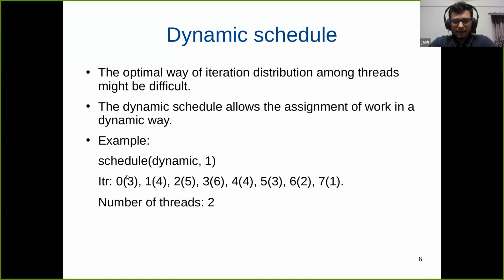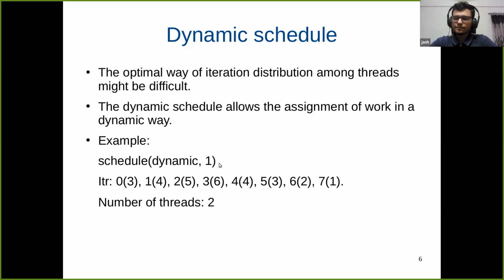Now coming to the second part, can it be done in a better manner? That depends, right? In the dynamic case also, it might happen that there is one huge iteration. Let us say that this third iteration was not 6, it was 1,000. In that case, whichever thread picks up this third iteration might be the last one to finish, because this is the huge one compared to others. And in that case, it might still not be the appropriate scheduling.